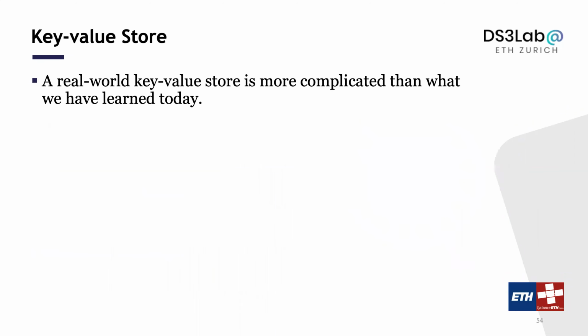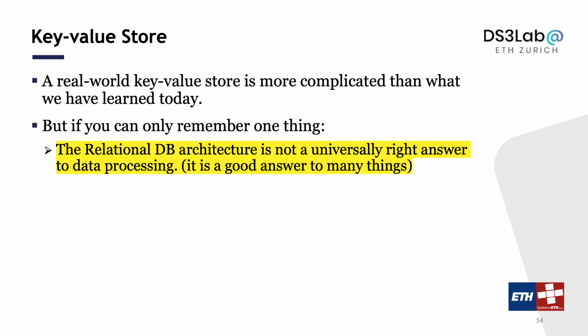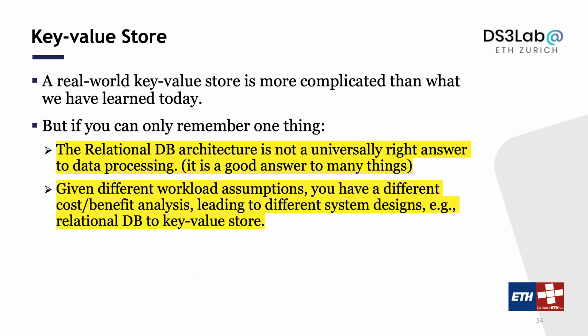But there's only one thing to remember: the relational database architecture we have been talking about for the whole course is not a universally right answer to data processing. It's a very good answer for many things, but it's not a universally right answer. Given different workload assumptions, you have different cost-benefit analyses, you have the price that you want to pay and the price that you cannot pay. That's going to give you very different system designs.